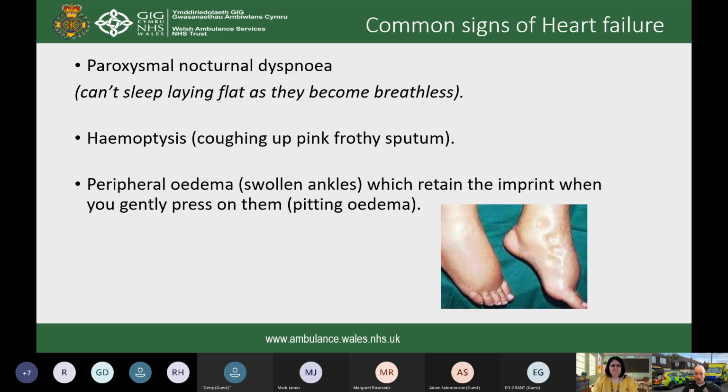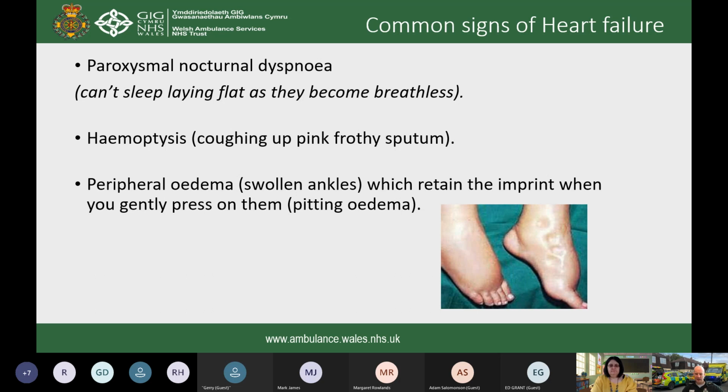Common signs for it if you go in to see it. Anyone know what that is? Big words. Everyone loves big words. No, have a guess. Yeah, cool, good. Nighttime, not breathing. Yeah, cool. Not breathing right at night. So they can't sleep. They can't lay flat. If they lay flat, they become breathless. Good. They may have a cough.